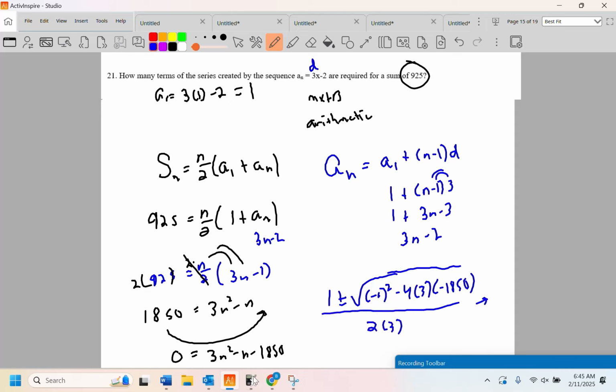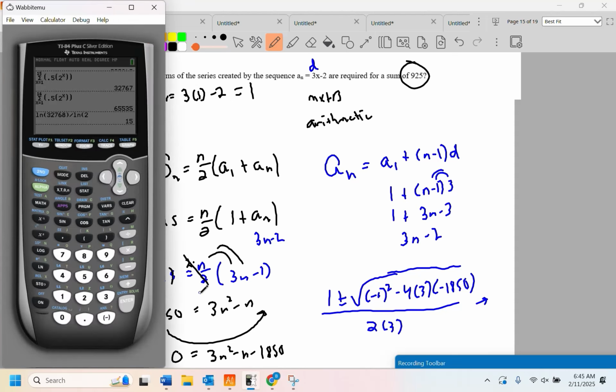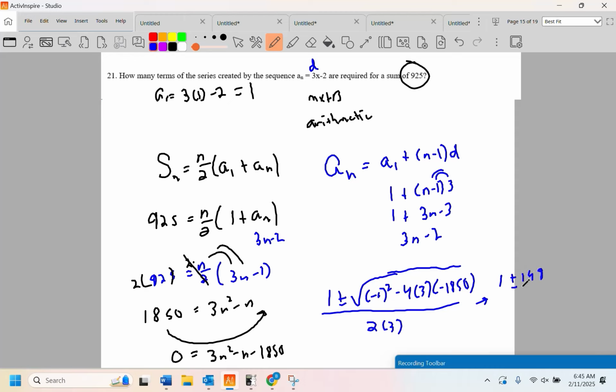All right, so let's see what's in there. We have a negative 1 that is squared. We are taking away 4 times 3 times the negative 1850. 22,201, which probably has a square root. Hope so. 149. 1 plus or minus 149 all over 6. 2 times 3 is 6. So I'm going to get either 150 over 6 or I'm going to get negative 148 over 6.